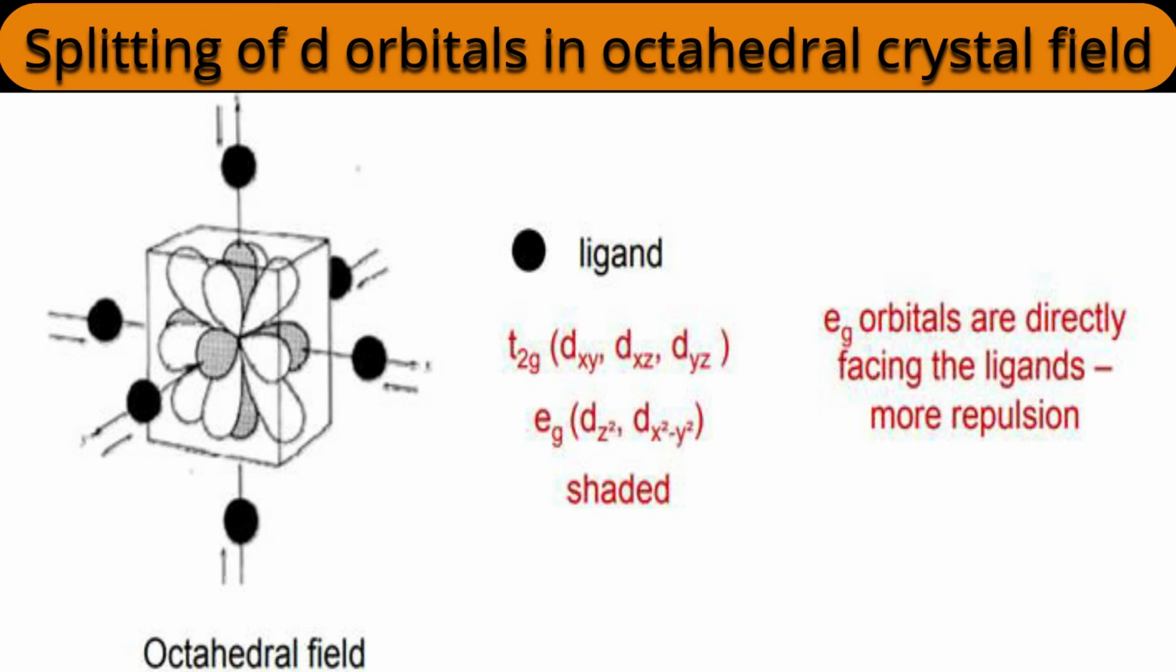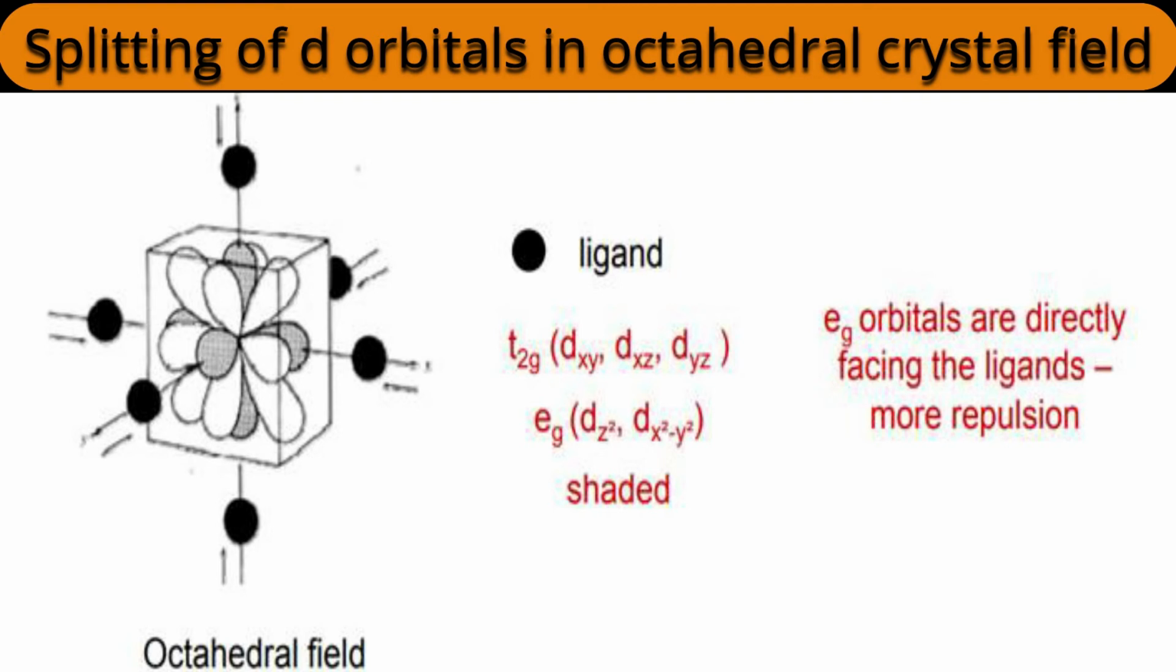The T2g set encompasses three orbitals: dxy, dyz and dxz. The Eg set encompasses two orbitals which are shown by gray color or are shaded. Those orbitals are dz square and dx square minus y square. And a common conclusion for octahedral complexes: Eg orbitals are directly facing towards the ligands, therefore they experience more repulsion. Therefore, relatively their energy should rise is our expectation.